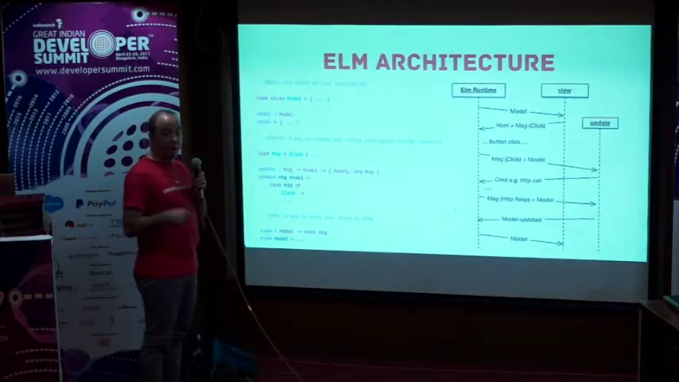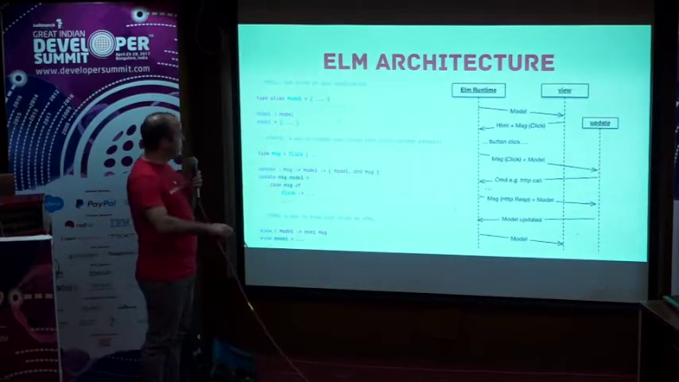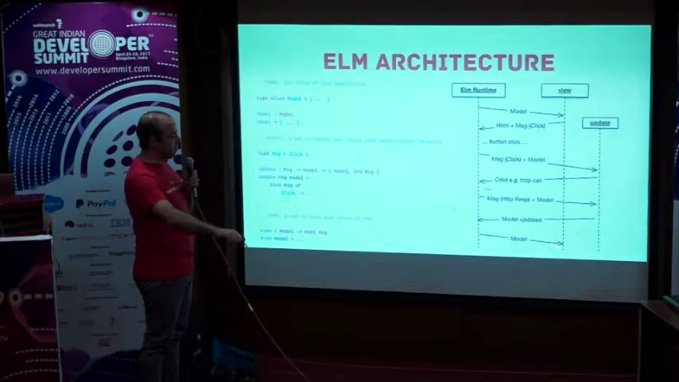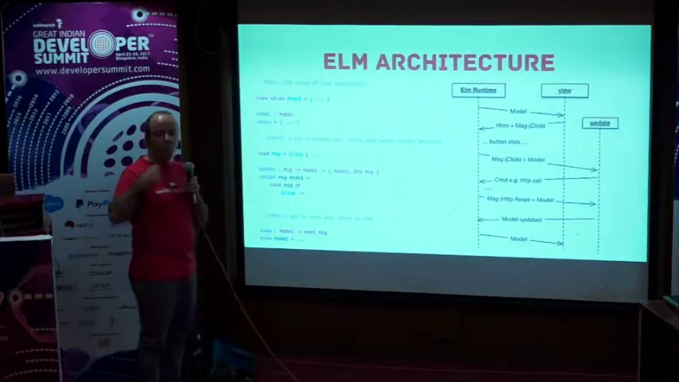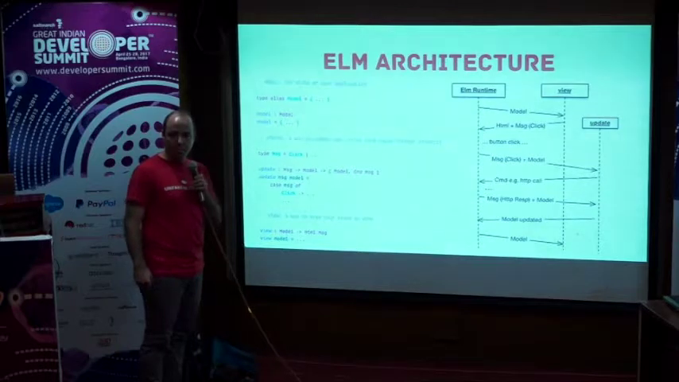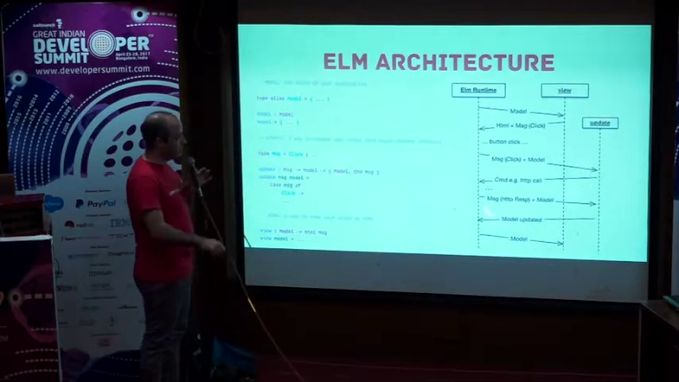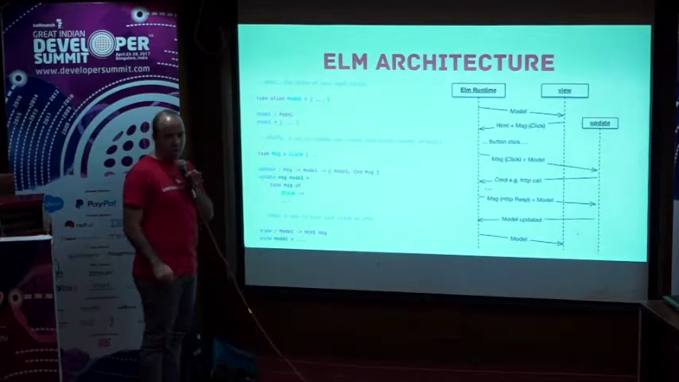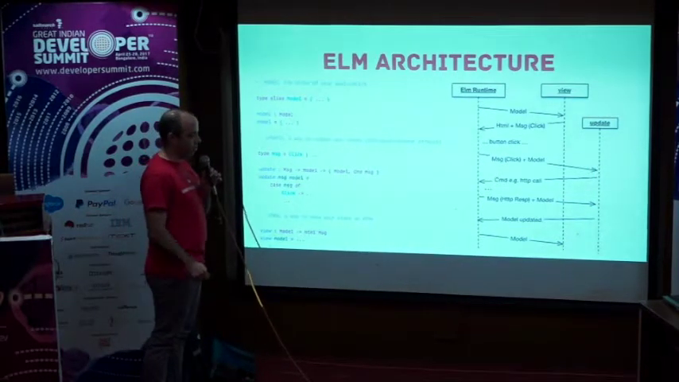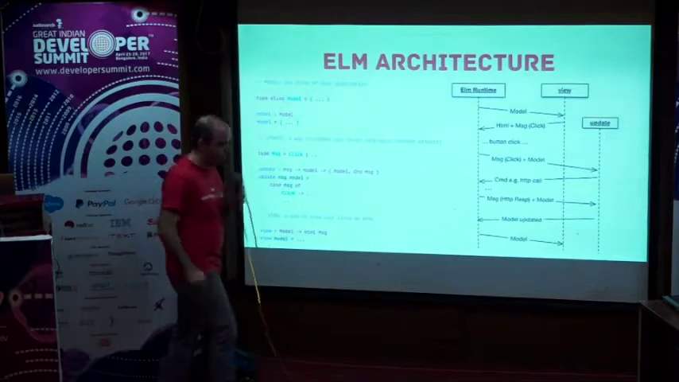The Elm runtime says, hey, the state has changed. So what does it do? It takes the state and passes it on to the view. So the view then shows it. Is it understood, more or less? It's a little bit difficult to start with, but this is the essence of how Elm deals with the application. And we're going to see this in action today.